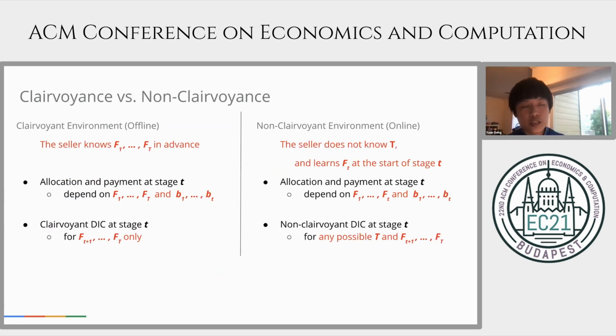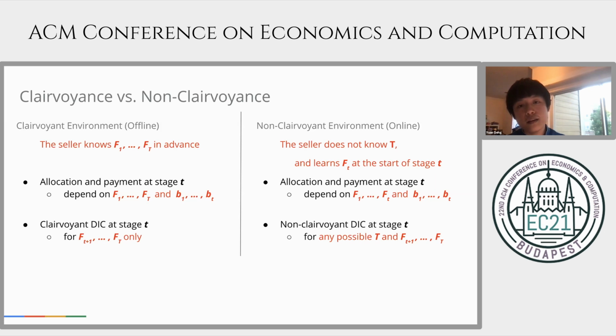With a well-defined notion of dynamic IC, I will introduce a key concept in dynamic mechanism design, which is clairvoyance. On a high level, a clairvoyant environment would be an offline environment, while a non-clairvoyant environment corresponds to an online environment. In the clairvoyant environment, basically the seller knows the sequence of the valuation distributions in advance. As a result, the allocation and payment rule at a particular stage t can depend on this entire sequence of distributions as well as the buyer's historical bids. And when we talk about clairvoyant dynamic IC at a particular stage, we only need the incentive compatibility to hold for the known future sequence of distributions.